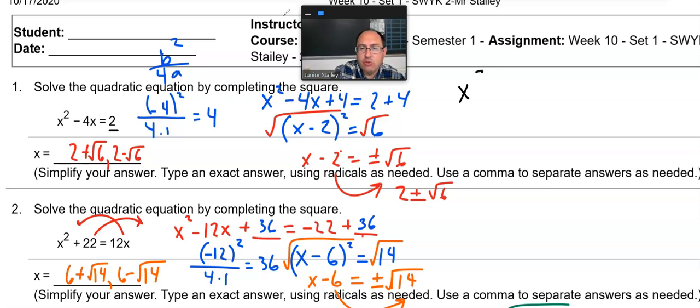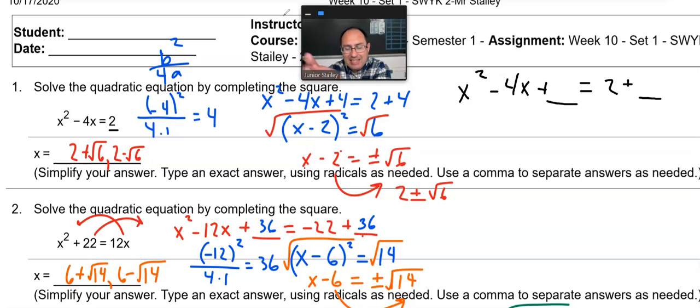Now, every time you do this, I would suggest that you leave open space right here. So you've got the 2 on the other side. You know that you're going to be adding something to both sides of the equation, so you might as well leave some open space, which you can see that I clearly did. Then I did my little b squared over 4a trick. That gave me 4, so I added 4 to both sides.